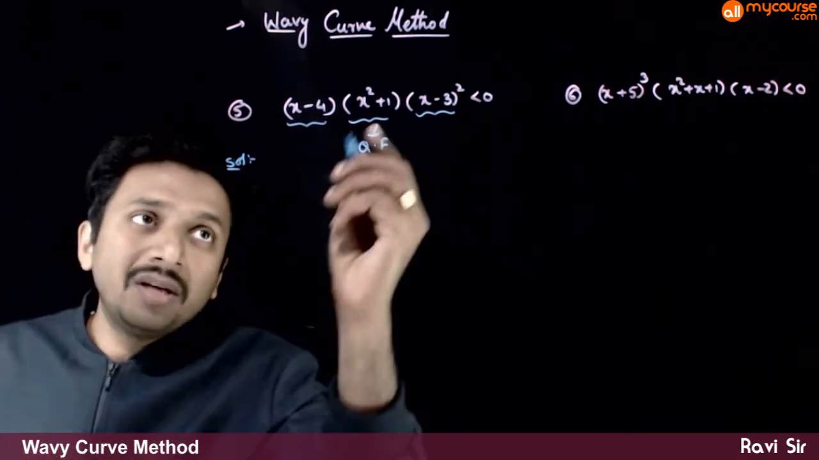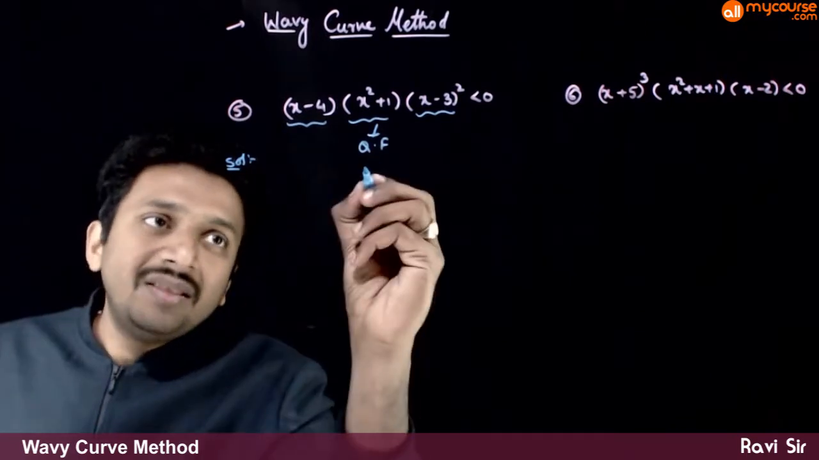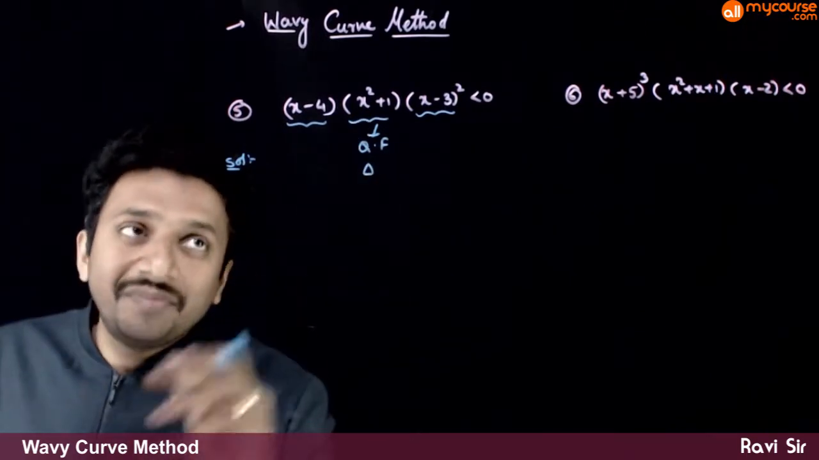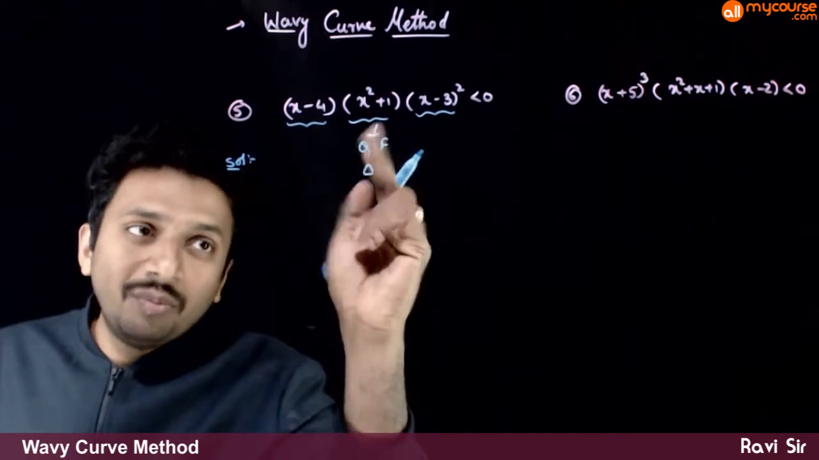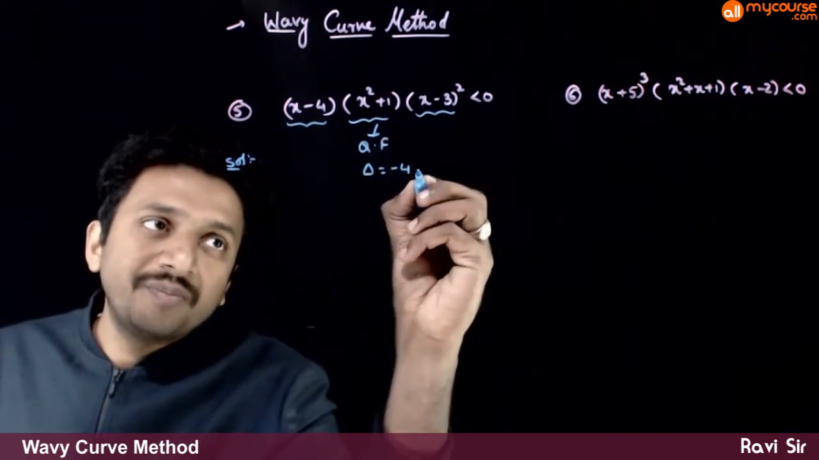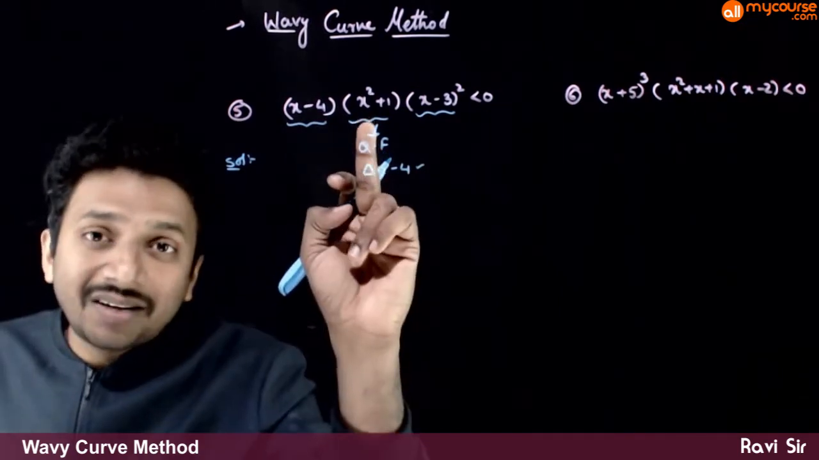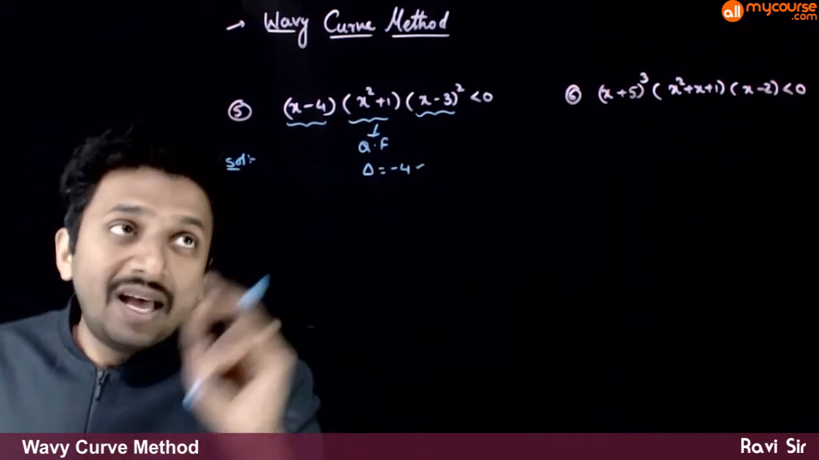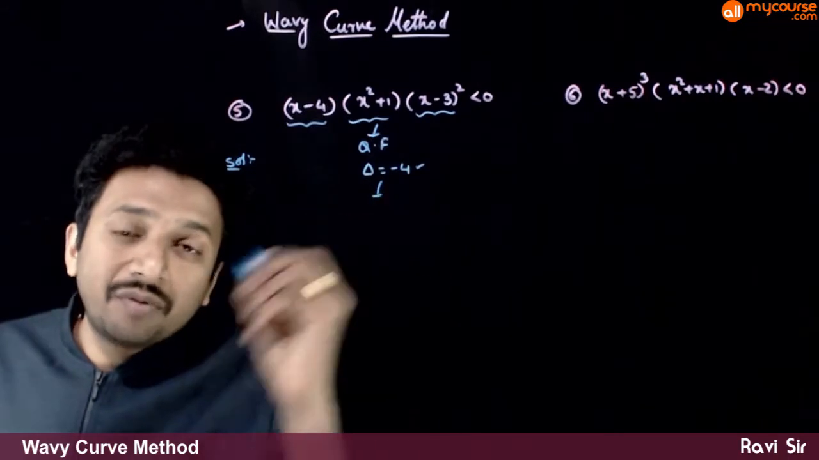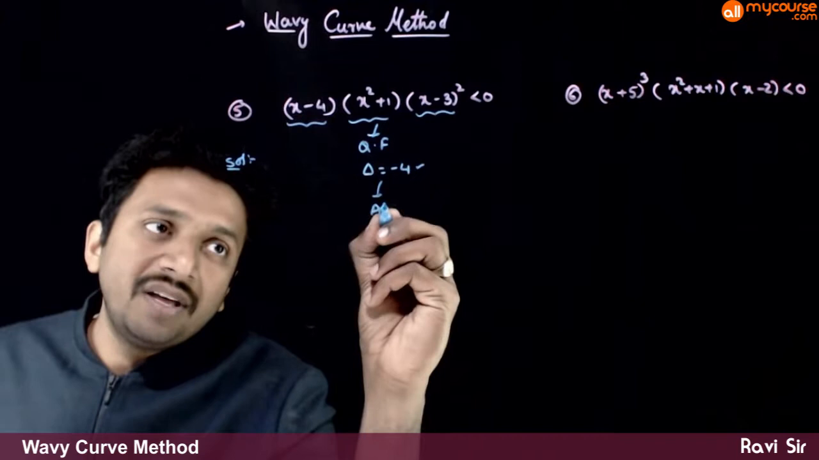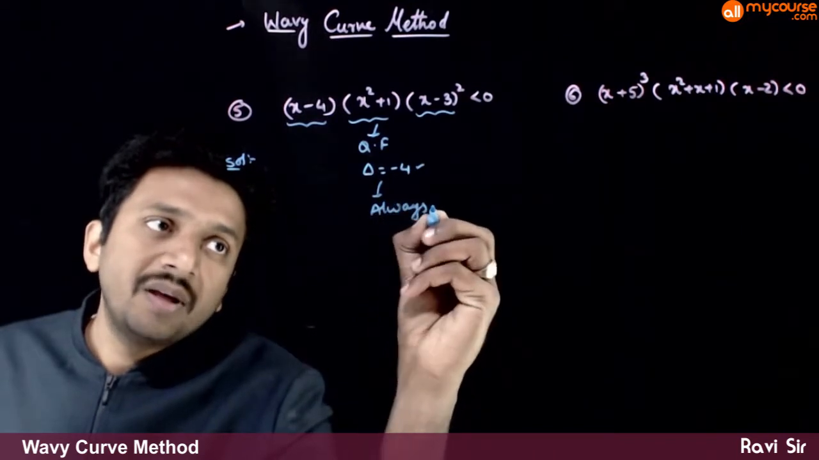No, because for x square plus 1, the value of delta is b square minus 4ac. So b square is 0, minus 4ac is minus 4. Delta is negative. That means this factor cannot be factorized. And we know from the theory of quadratic expressions that this expression is always positive.